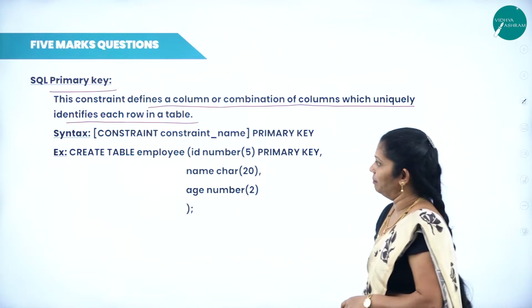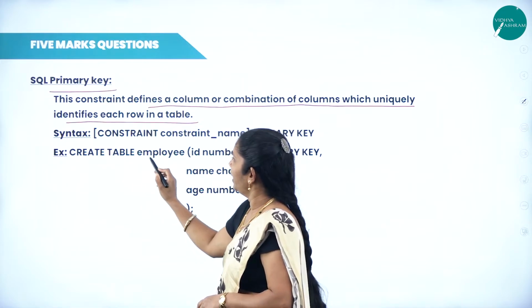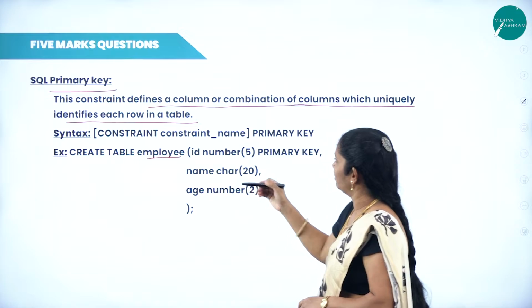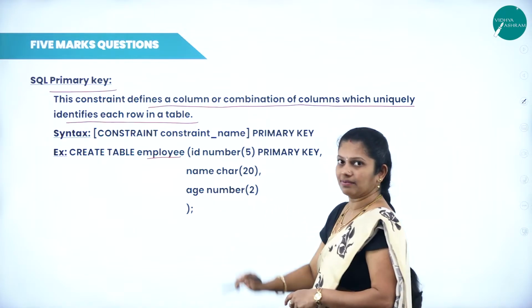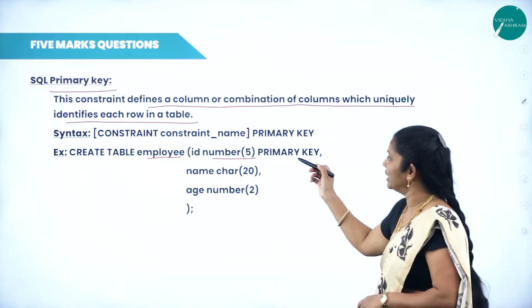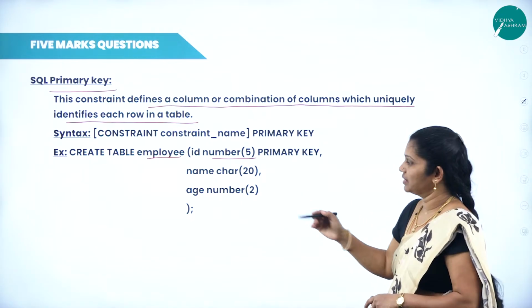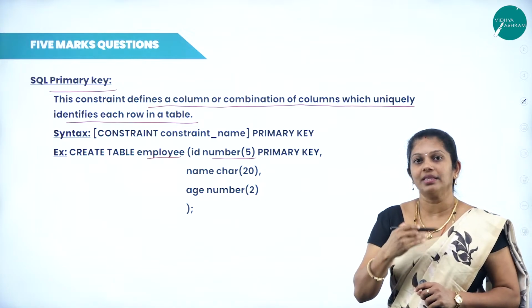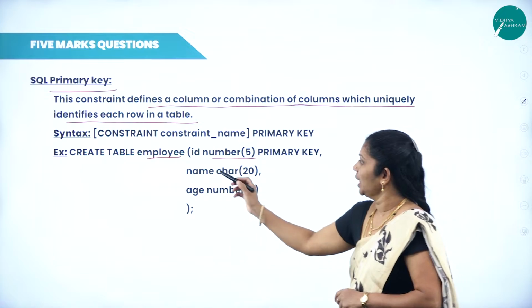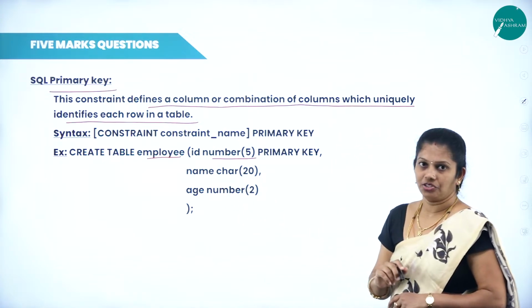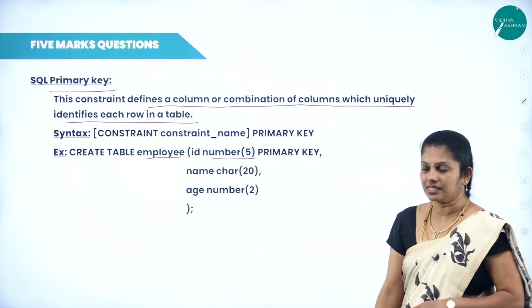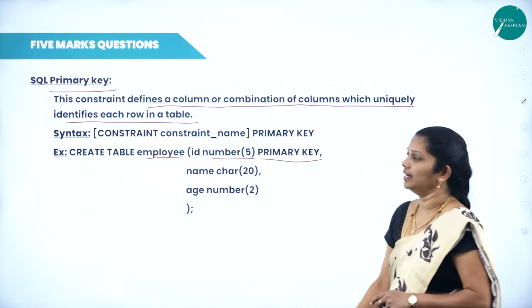If you observe this example, here we are creating a table employee. The table name we have given is employee. Under that we have three attributes: ID, name as well as age. For ID, we have given number 5 and we are making it the primary key. It means that for a student database, I can make the register number the primary key. Here I am making that ID the primary key, then name as well as age. These are the three attributes. Under these three attributes, especially ID is the primary key we are defining here.